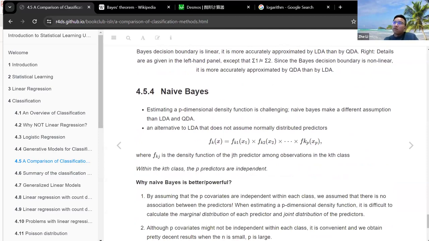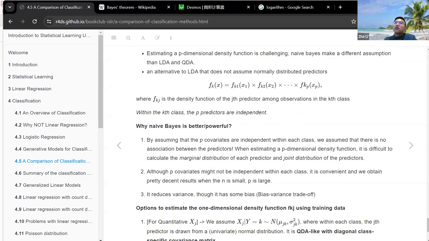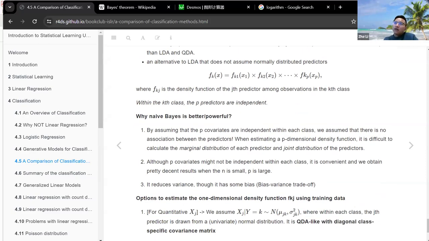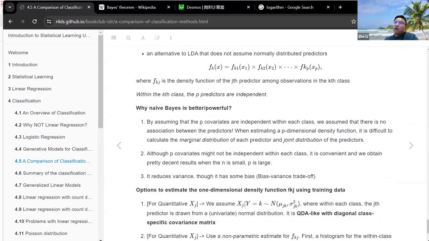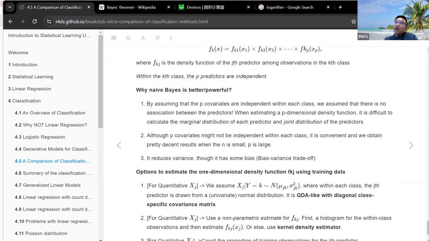The third case is the naive Bayes, which does not assume the underlying distribution is normally distributed, but assumes that within each class, the predictors are independent of each other. So we can directly multiply them together to get an overall density function here. Why is that more powerful than the DA method? Because by assuming they are independent, we're assuming there's no association between the predictors. This makes our modeling process much simpler and handier, and although it's not the case in most practical situations, it's more convenient.